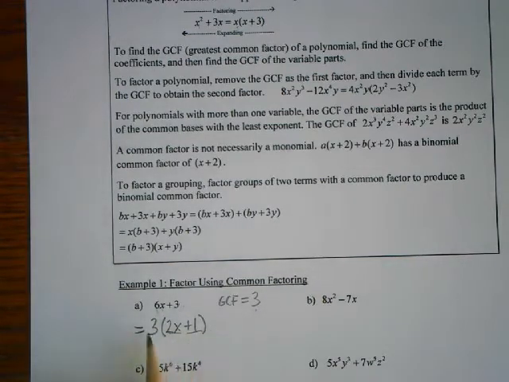So if we expand this out, we should get back the beginning expression. So just try it out. 3 times 2x, that would be 6x. 3 times positive 1 is positive 3.